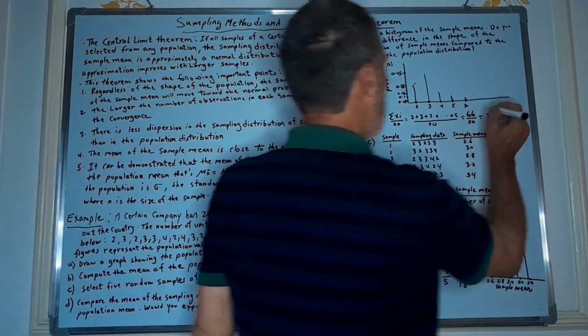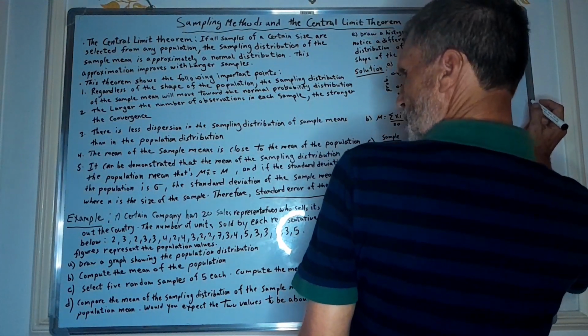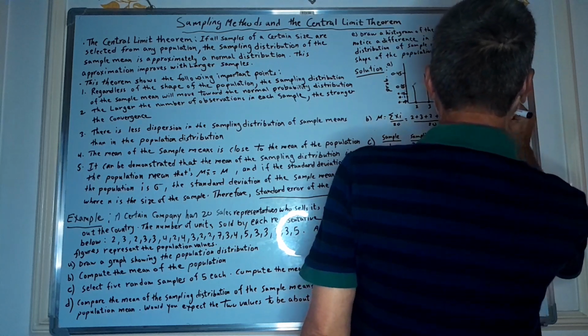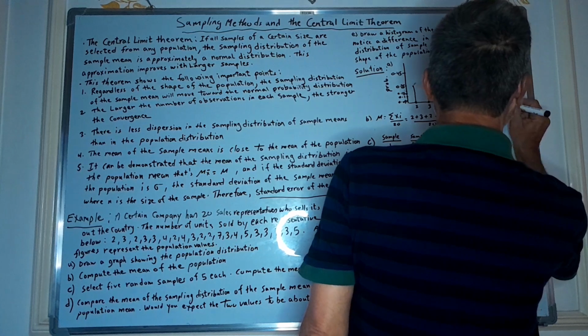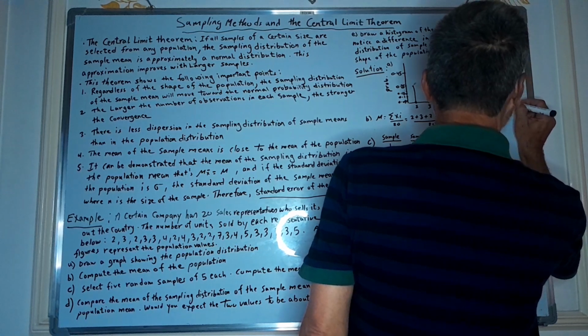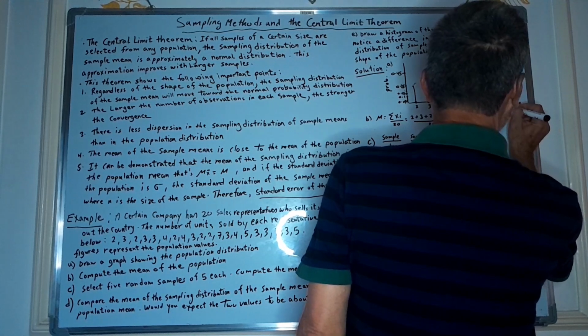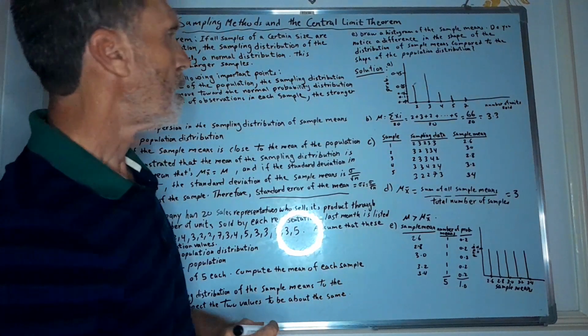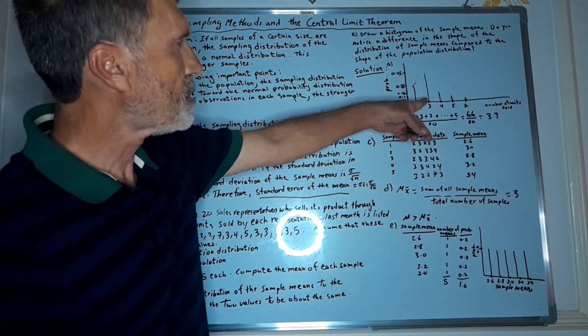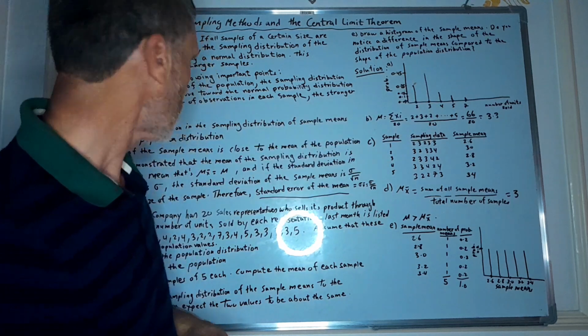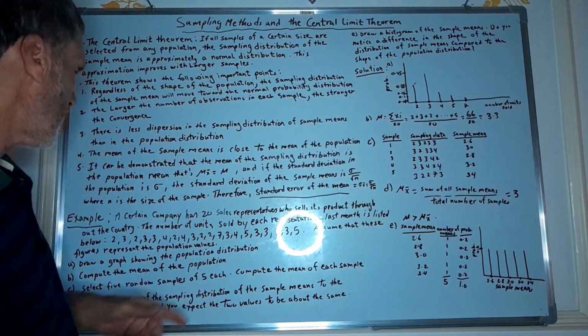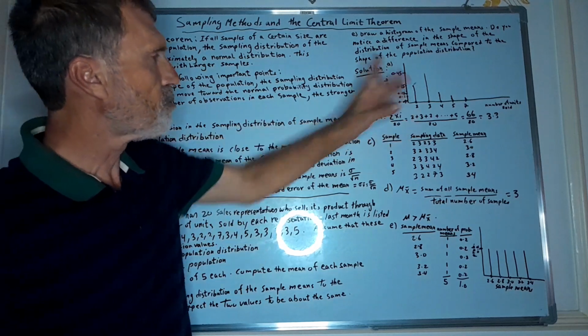3, number of units sold. Okay, and you get these, kind of, the distribution. Okay, this is the distribution of the population.